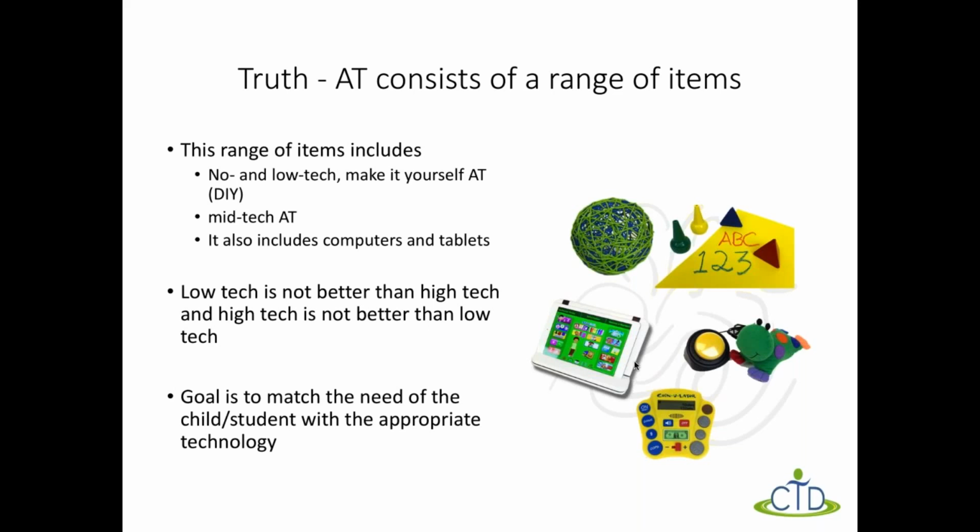Because even if we land on a high-tech, let's say an iPad with a communication app on it, we're going to want to have a backup for when that technology does not work. And if you work with technology at all, doing webinars like this, in your daily life with email and different things, you know that technology is fallible. It fails. And so having a backup plan is really important. And that's one of the very important roles that lower and mid-tech technology plays in assistive technology. Ultimately, the goal when thinking about technology for children is to match the need of the child or the student with the appropriate technology.